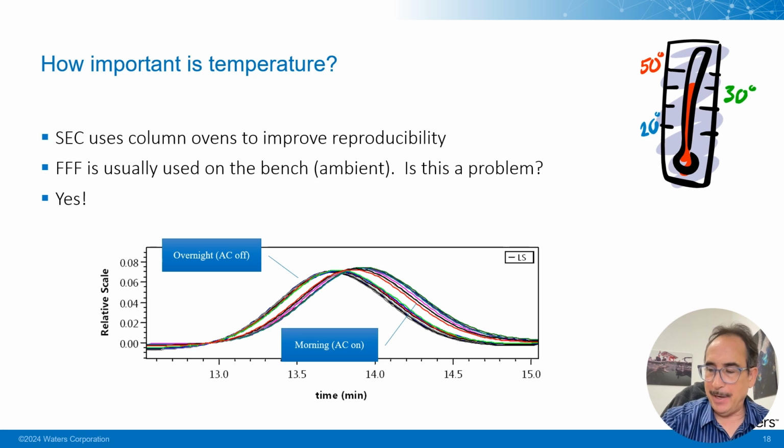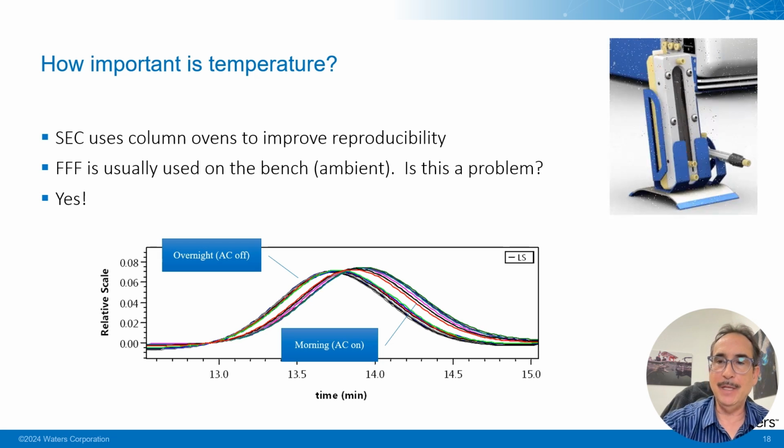The other thing we thought about is temperature. Now, historically, people had put FFF channels into column ovens or large ovens to hold them reproducible, but the vast majority of the systems looked like this. They would sit on the table, exposed to the air conditioning, and the question is how good or how bad is this? And it's bad.